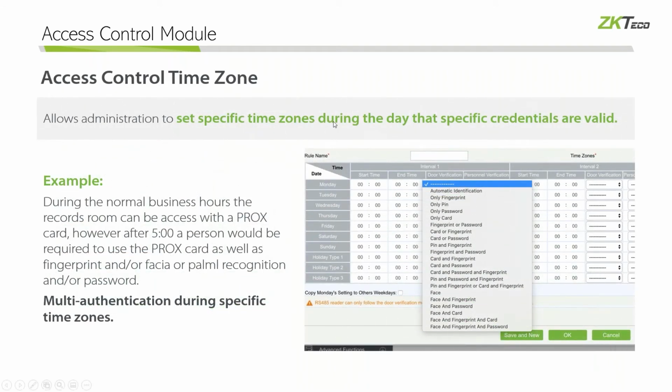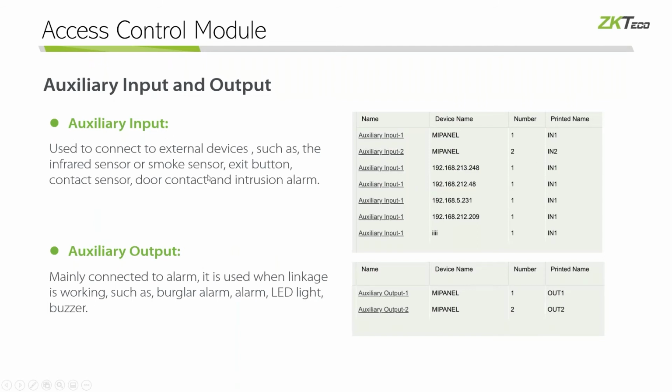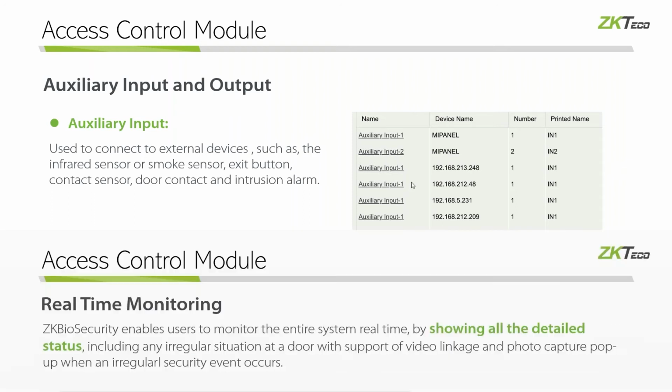Time zones. Here I can set time zones. It allows the administrator to set specific time zones during the day in which specific credentials are valid. Here is an example: from maybe 9 till 5, I can enter just with card, but from 5 until the next day, you need the face and the card in order to enter. There is also a definition of auxiliary inputs and outputs depending on the device.